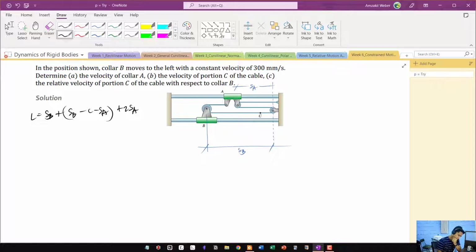Okay. So for the velocity equation, that would be 2VB plus VA equals 0. There is no acceleration.